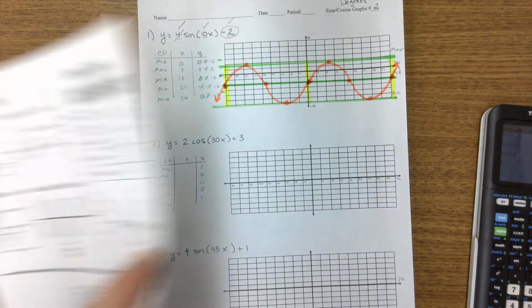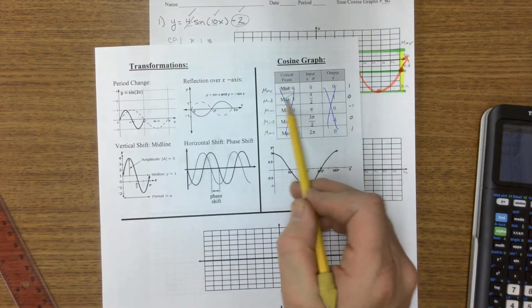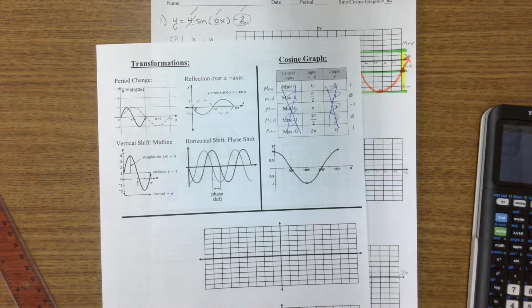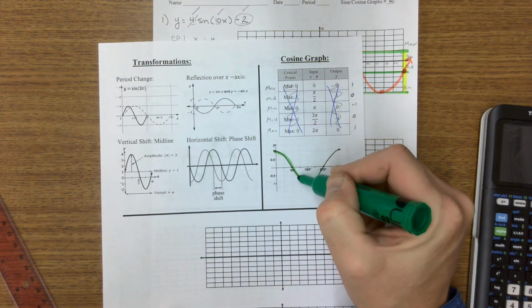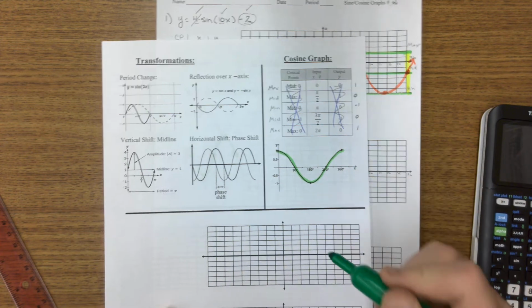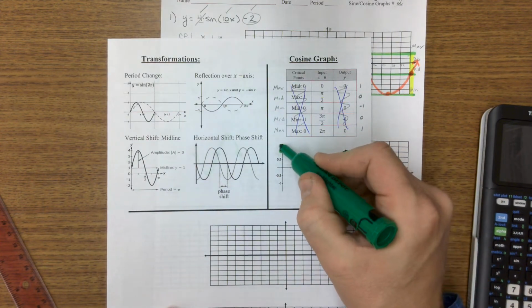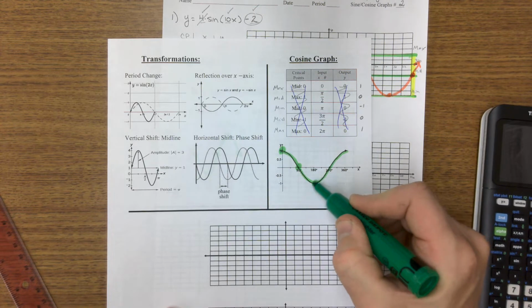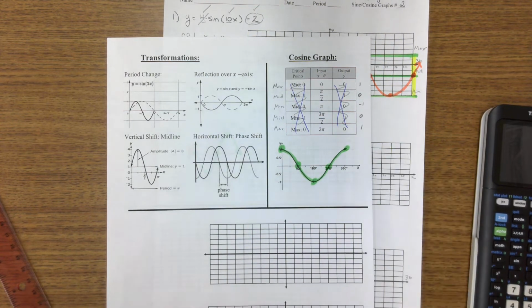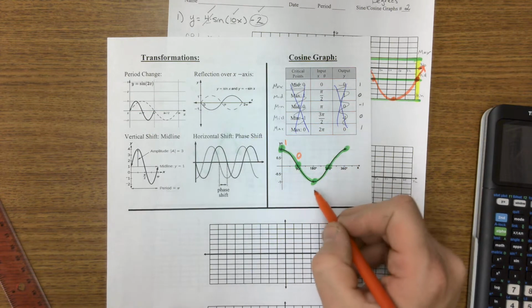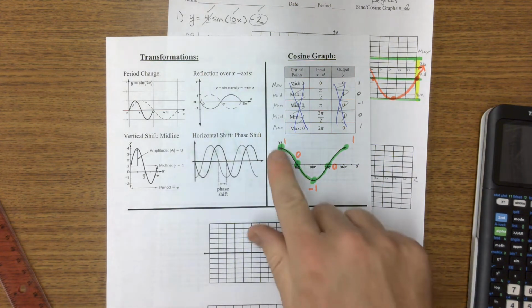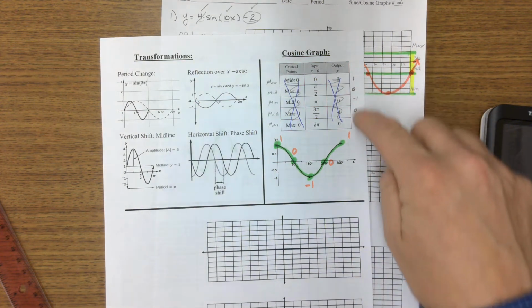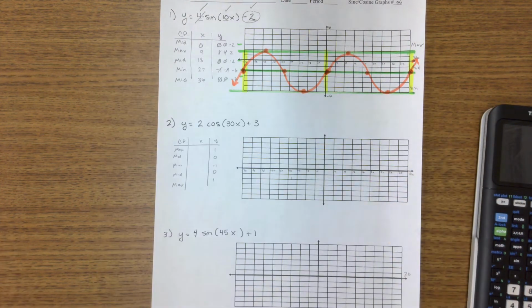Cosine has a different pattern. This table was wrong here. But if you look at cosine, what cosine does, it looks like the letter V. It starts up, goes down, and comes back up. But it still has the 5 points. Here, here, here, here, here. And those points are 1, 0, negative 1, 0, 1. That's how cosine travels around the unit circle. So you want to memorize that order of points.